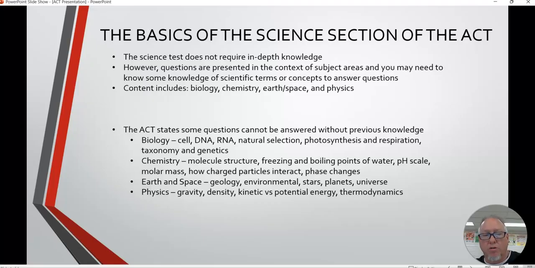So the moral of the story is, if you want to do the best possible job that you can, you would take biology, chemistry, earth science, and physics prior to doing the ACT. Then if you have those classes, you would have the background knowledge that's required to succeed when you take the ACT.